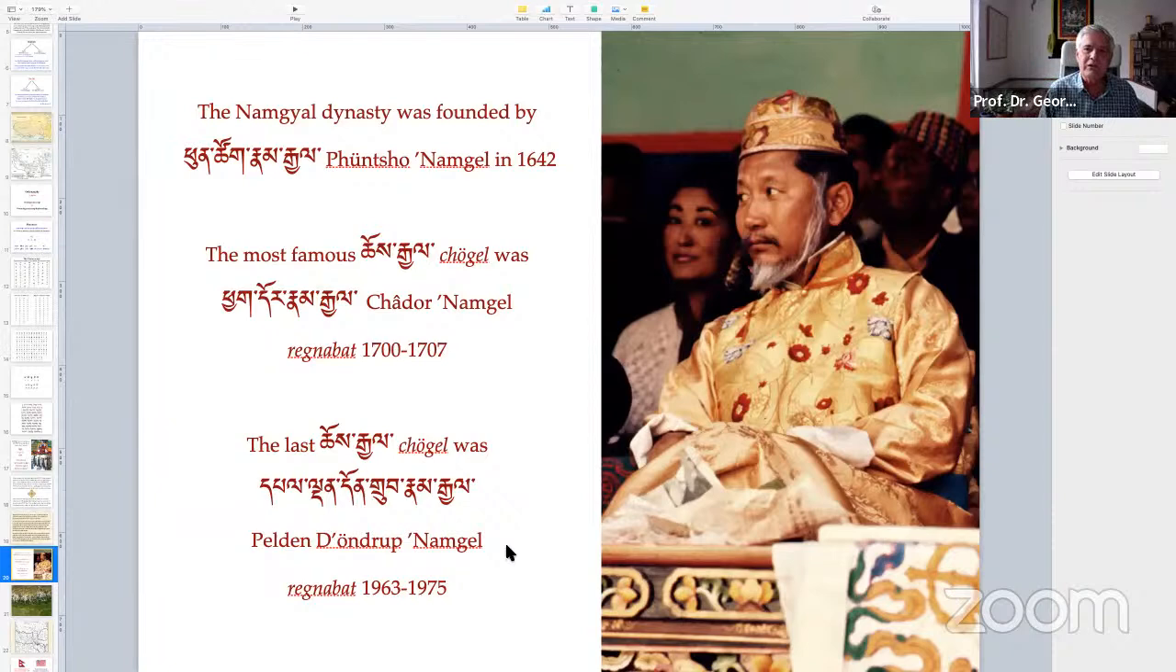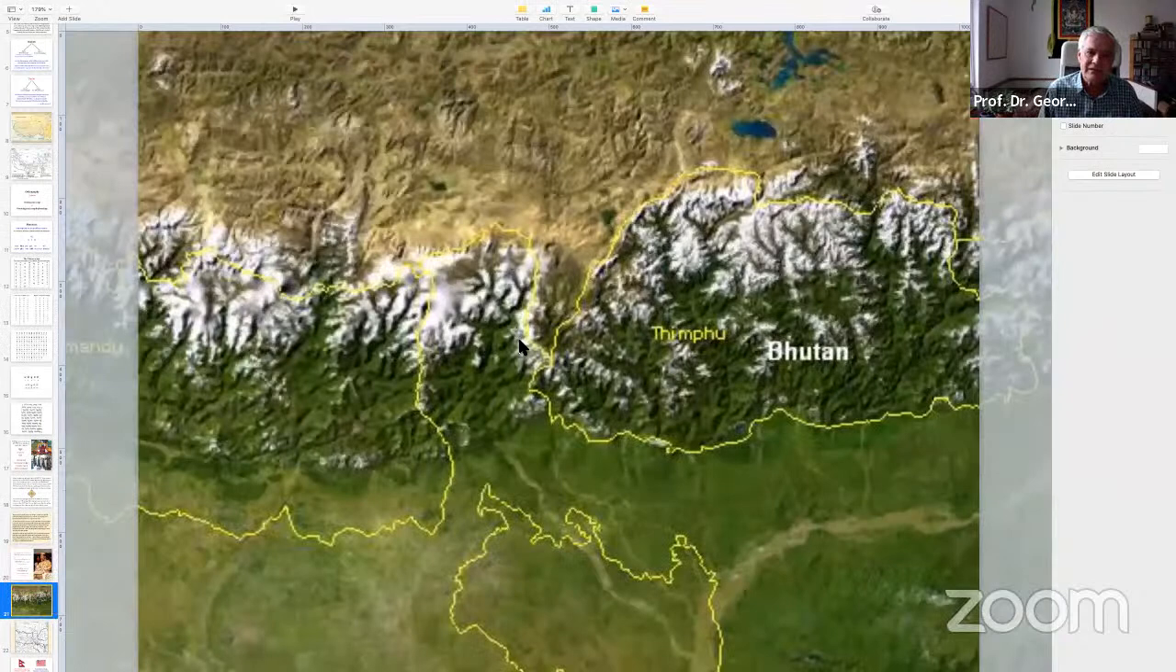The Namgyal dynasty was founded in 1642, and the most famous king is, of course, Chogyal Namgyal. But he is the third hereditary king. And the last king was Palden Thondup Namgyal, who is depicted here. And here we see Sikkim between Bhutan and Nepal, and of course Bangladesh in the south, and India is all of this, and then Tibet. And now I want to put names and labels on this satellite photograph.